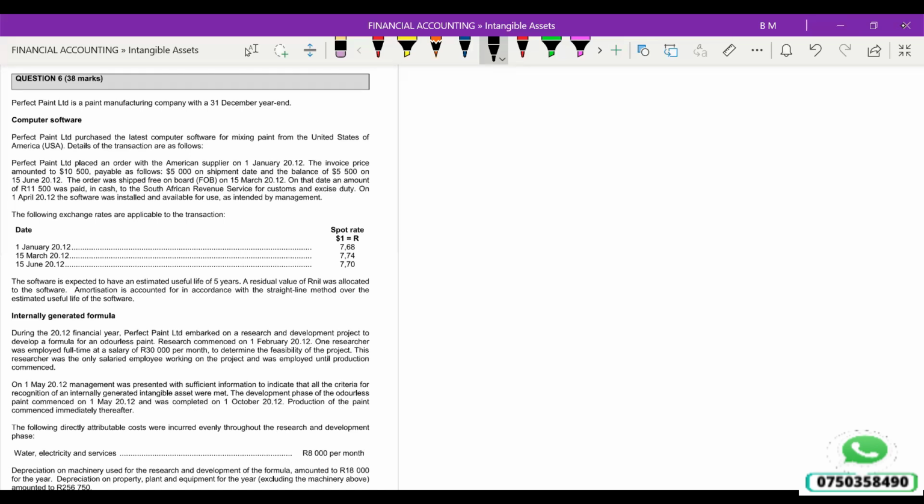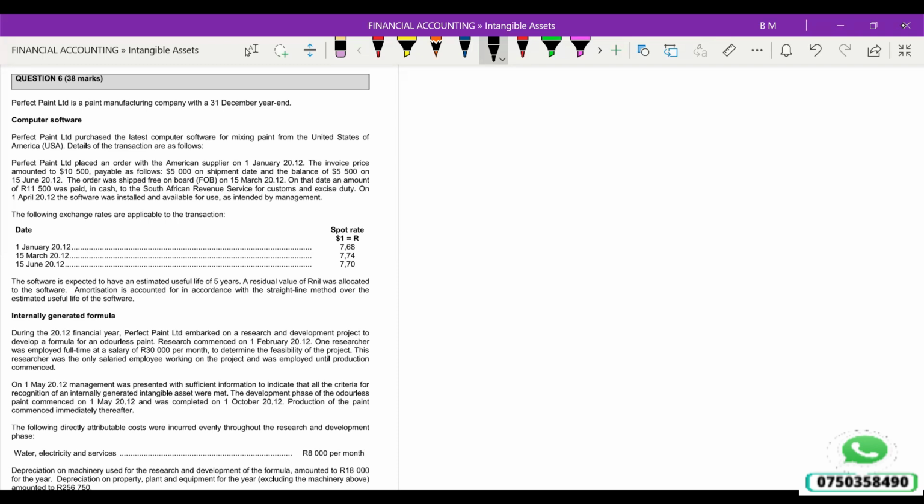Perfect Paint, so we have a computer software, which is, I believe, a purchased intangible asset. Perfect Paint purchased the latest computer software for mixing paint from the United States of America. Details of the transactions are as follows.